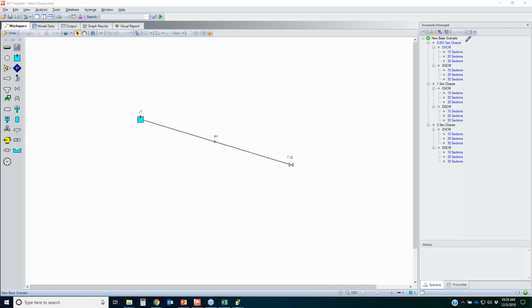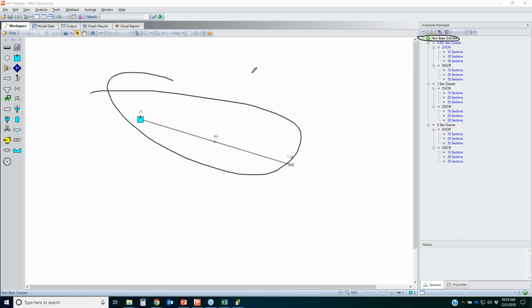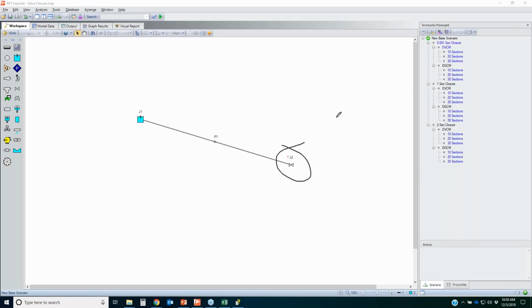As you can see, I have done a whole set of different scenarios in the scenario manager. So here's my process. I started off with this base scenario, and I built my model, I defined my fluid properties, etc. I specified an instantaneous valve closure, which I caused the valve to close in 1 millisecond.